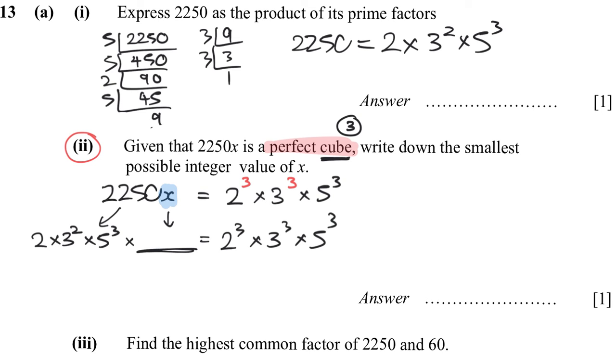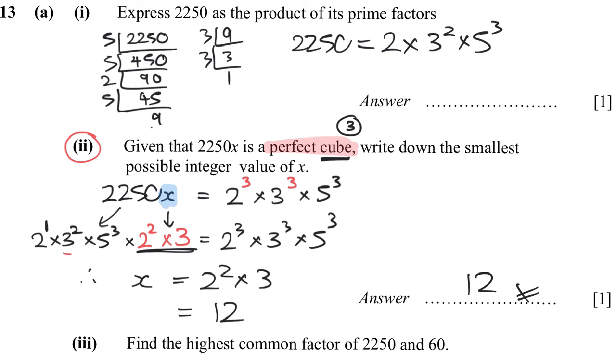Right now, for the 2's, you have a 1. It would mean x would have to have 2 squared in there to get 2 cubed. Similarly, looking at the 3's, currently 3 squared, I would have to multiply by 3 more to get 3 cubed. 5 I don't need to touch because it's already 5 cubed. So therefore, we can see that x is just 2 squared times 3, and we evaluate it because they did not say to leave it as prime factors. So x is the value 12.